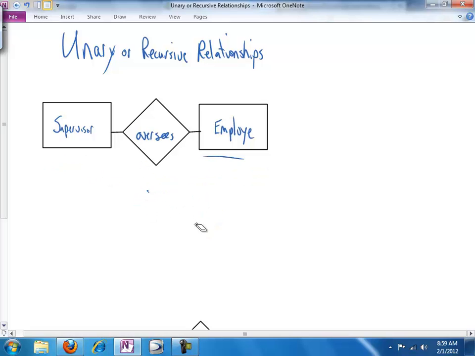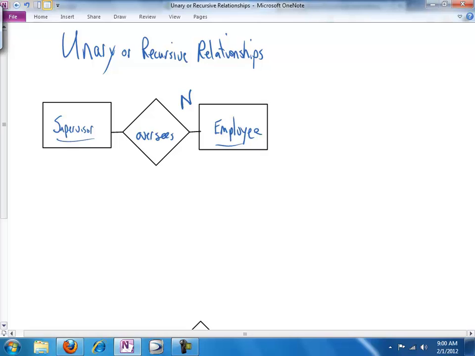But as we take a look, we'll notice something interesting about this particular relationship modeled as a binary entity relationship. Looks simple enough. We've got two entities, supervisor and employee. Supervisor oversees employee. Let's talk about cardinality. A given supervisor can definitely oversee multiple employees. You're not much of a supervisor if you're only able to supervise one employee at a time.